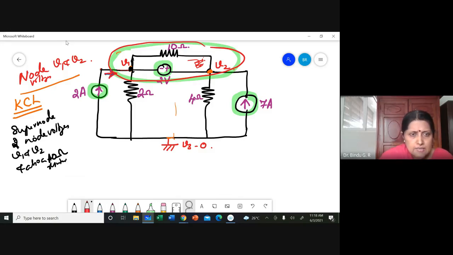This current I know is 2 ampere, and here I have this current, which I know is 7 ampere. Now towards that, you have these two arms or two resistors through which I can indicate, say, I1 in this direction and I2 in this direction. You can even indicate it in the opposite direction. Hope this is clear.